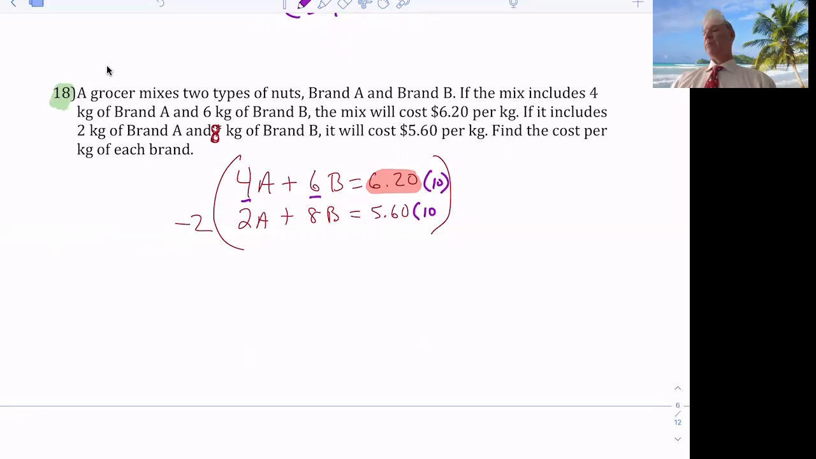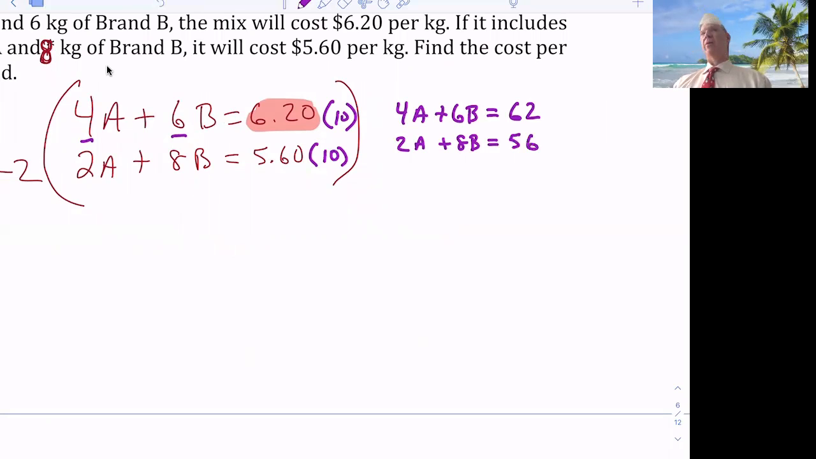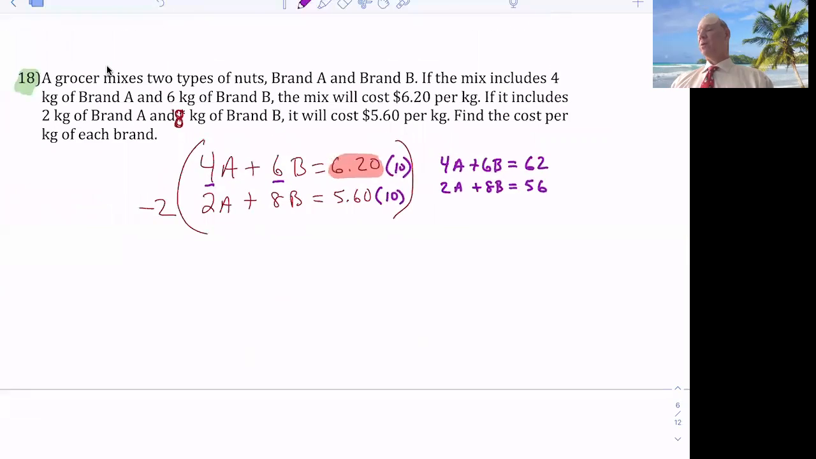All right. So now I want everybody to rewrite this now. So I would have 4a plus 6b equals 62. And then 2a plus 8b equals 56. Now I think it'll work out. Yeah, that was really hard.